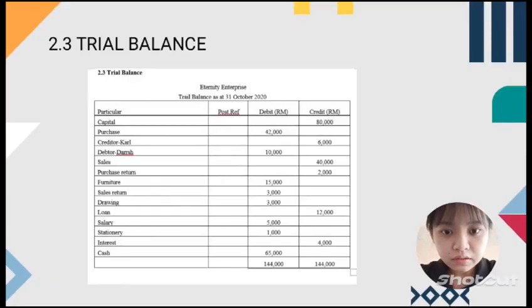The trial balance as at 31 October 2020 for Eternity Enterprise. In debit side, we've got purchase for 42,000 ringgit, debtor 10,000 ringgit, furniture 15,000 ringgit, then the sales return and drawing is 3,000 ringgit. Salary 5,000 ringgit, stationery 1,000 ringgit, cash 65,000 ringgit. In the credit side, we got capital for 80,000 ringgit, creditor 6,000 ringgit, sales 40,000 ringgit, purchase return 2,000 ringgit, loan 12,000 ringgit, interest 4,000 ringgit. The balance is 144,000 ringgit.